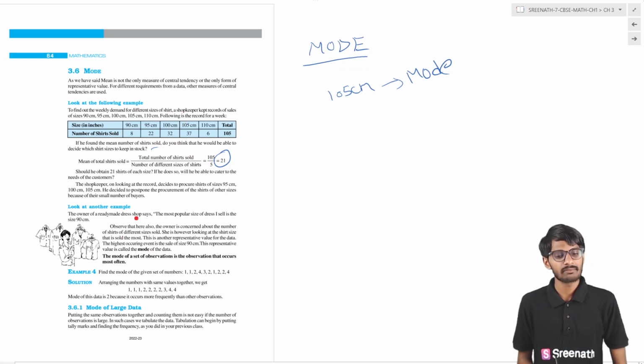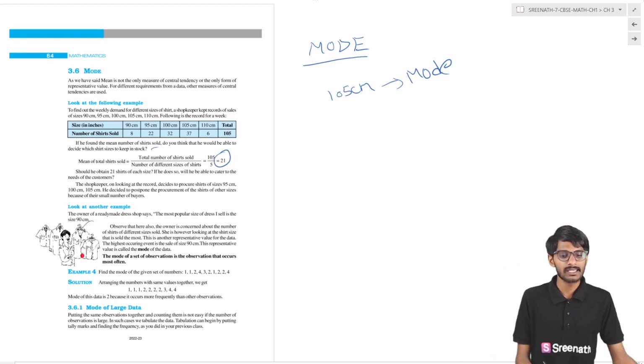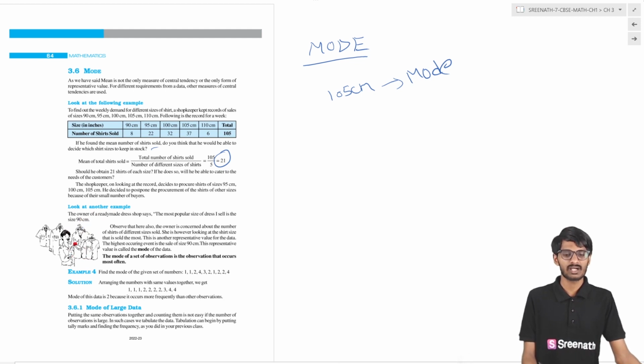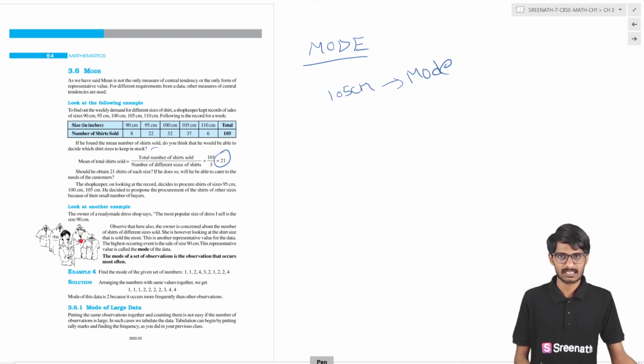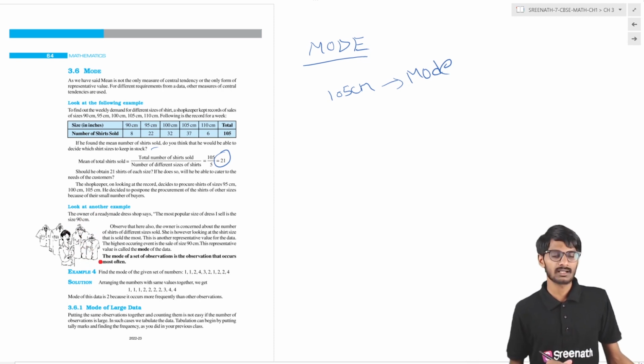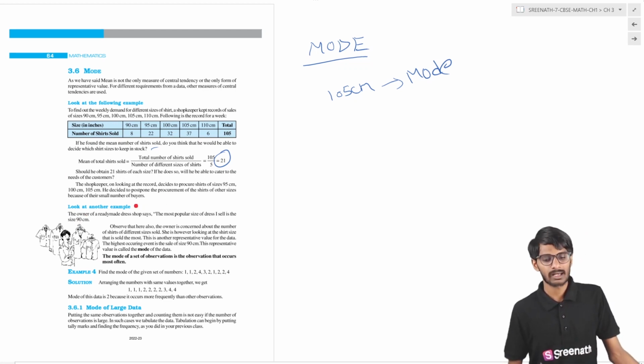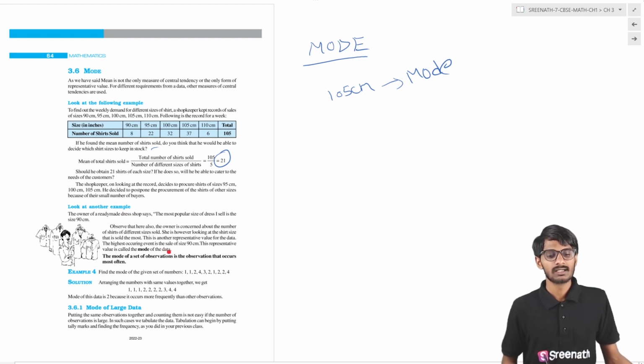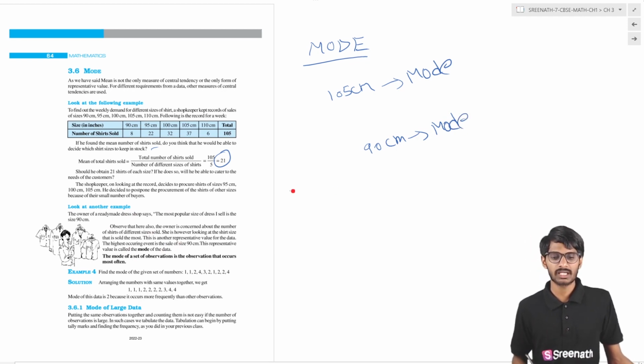The owner of a ready-made dress shop says the most popular size of shirt he sells is 90 centimeters. Which means he is selling other shirts also, but the 90 centimeter size shirt is selling more, sold out more rapidly. So that 90 centimeters is the mode, which means mode is nothing but the observation occurring more times. That's it, students.